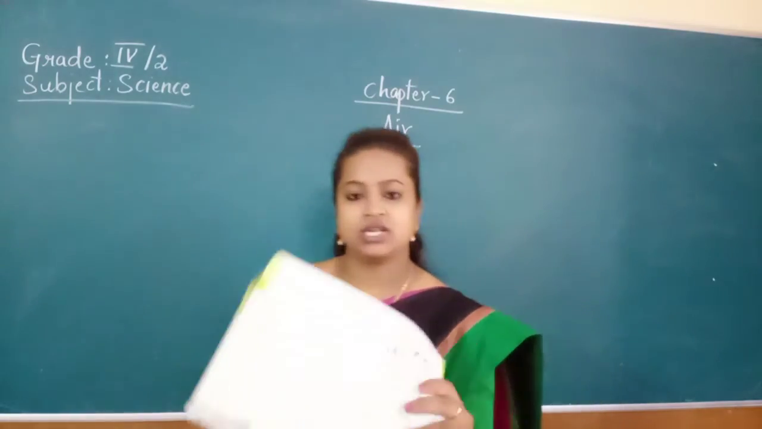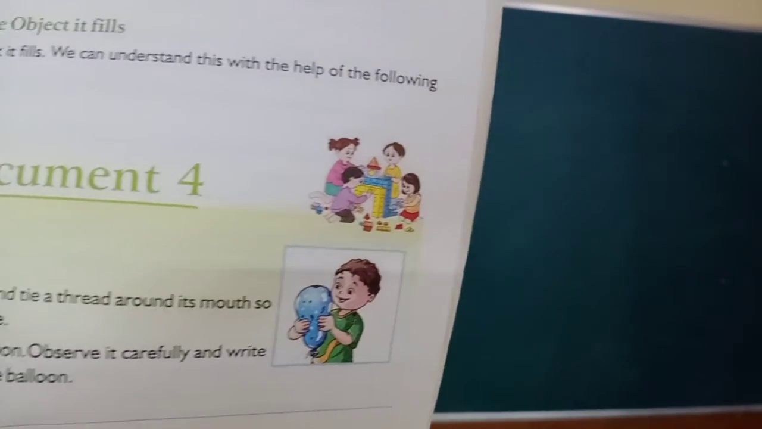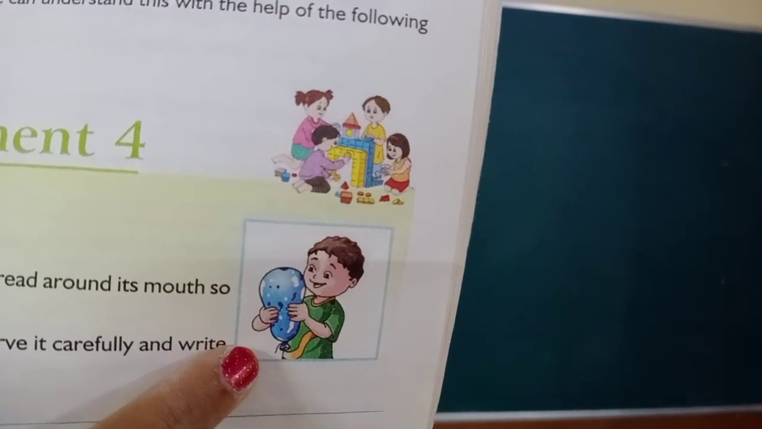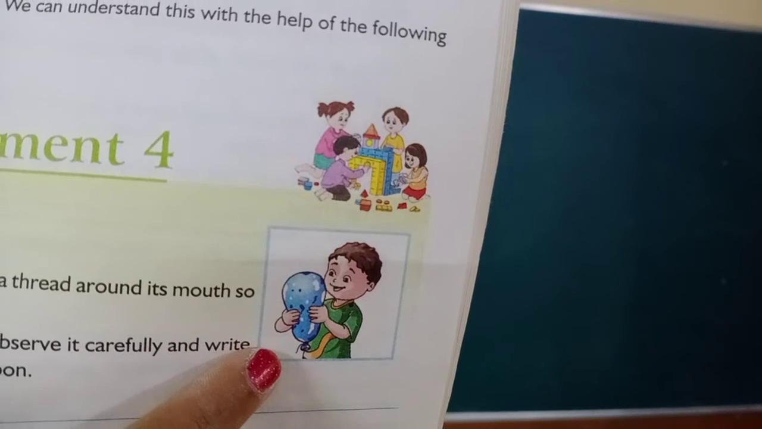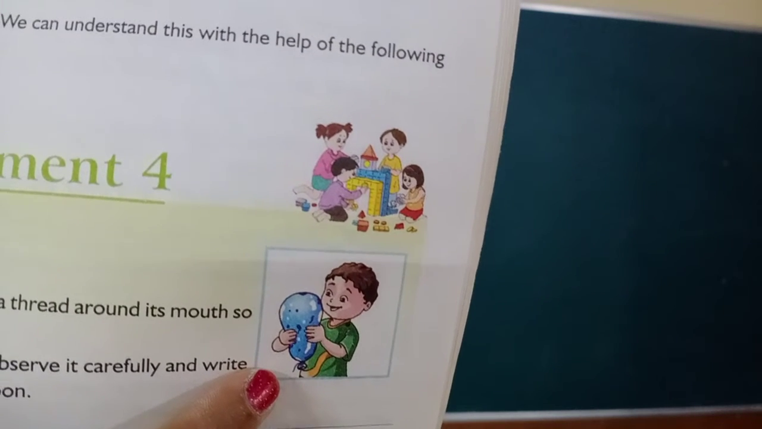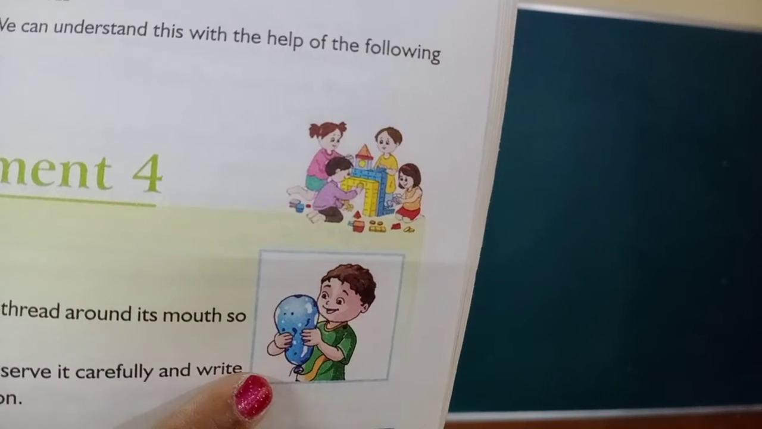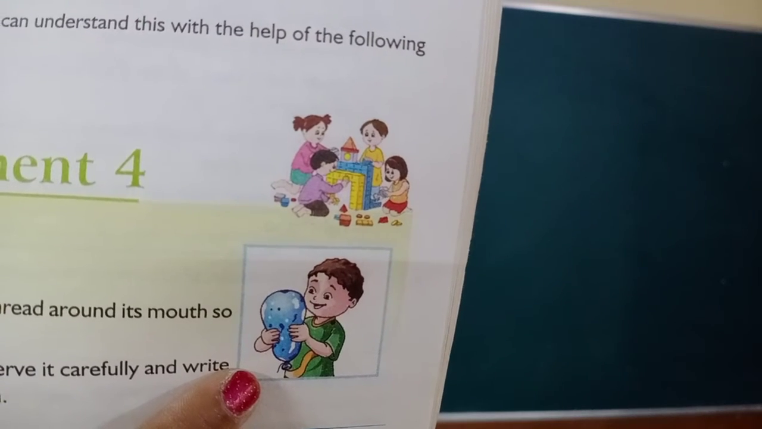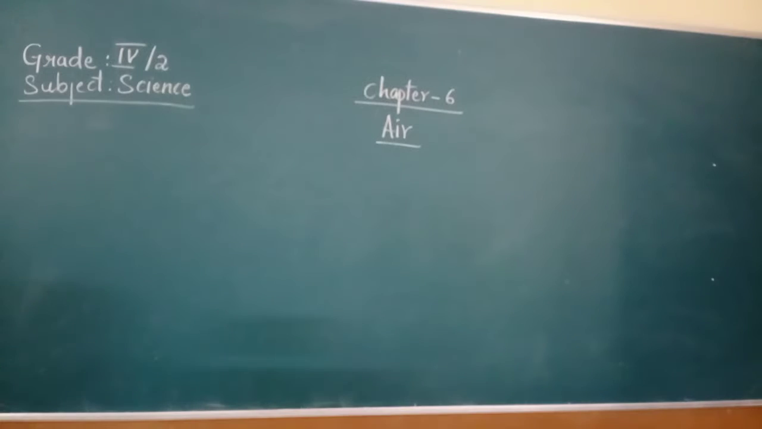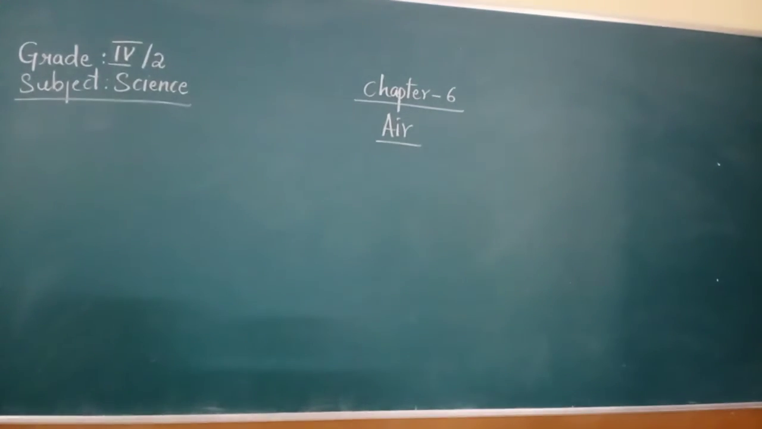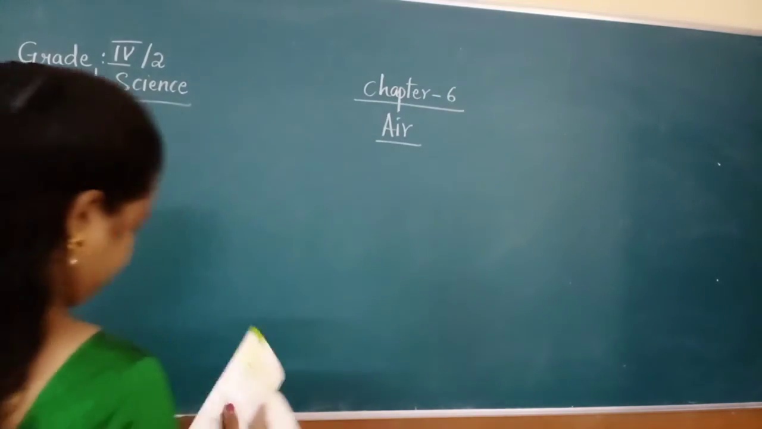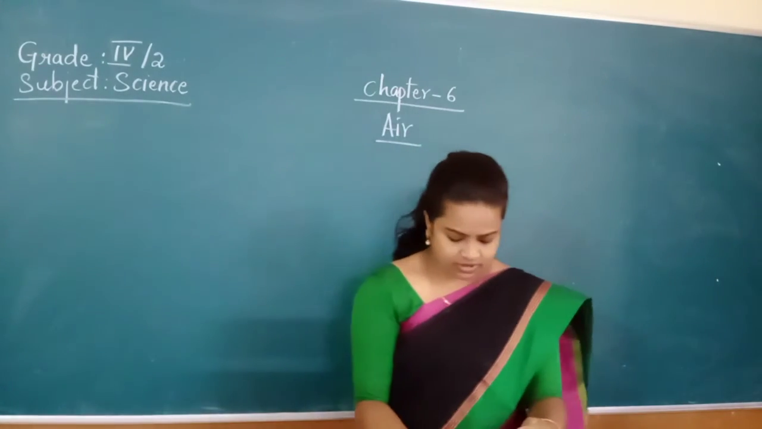See the picture here, children. Yes, see how the boy is doing here. In this way, if you do it, you can clearly understand how the air takes the shape of an object. Okay, all of you do this activity at home. Now all of you turn to the page. Turn to the page, children.